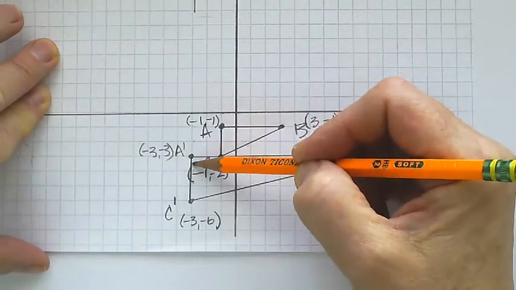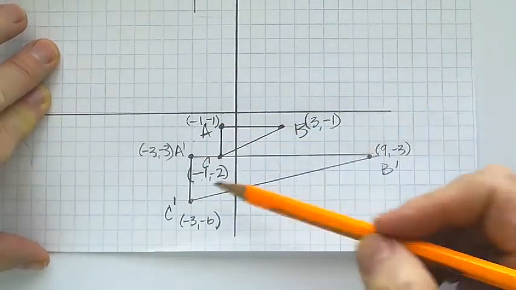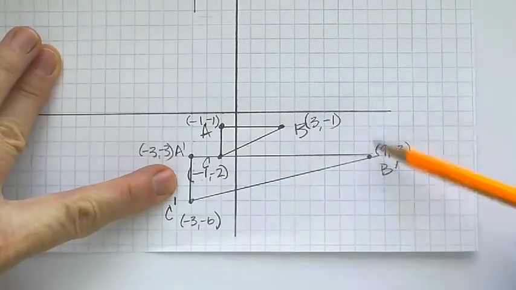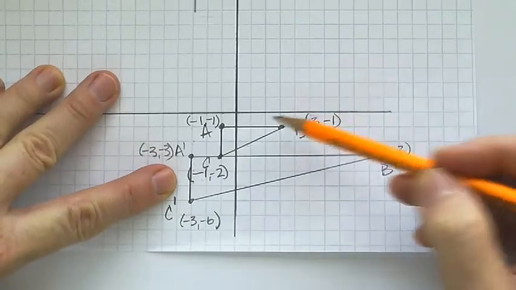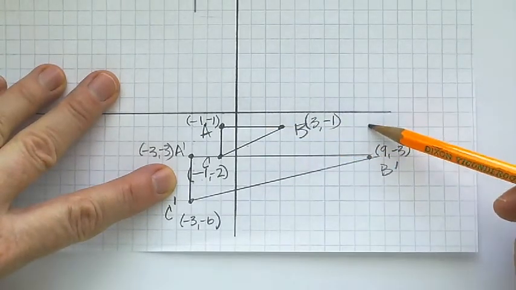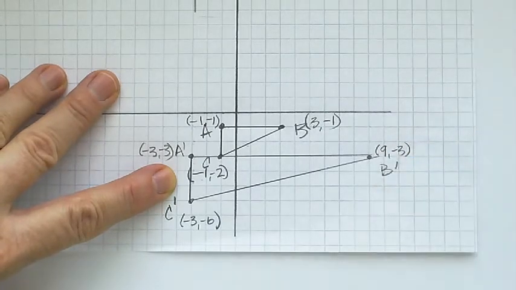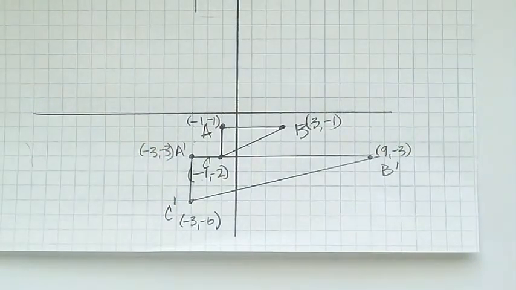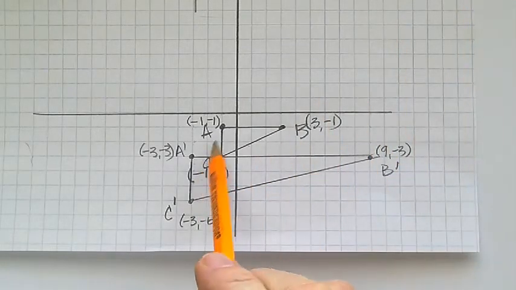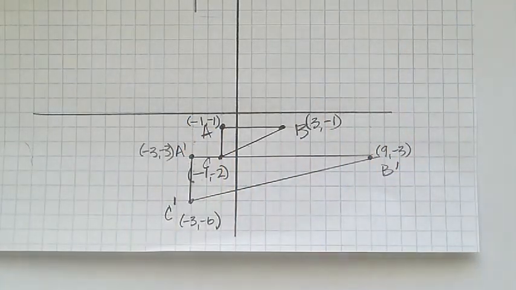1, 2, 3, 4, 5, 6. Yeah, 9, -3. Okay. Kind of looks funny. -3, -6, and then this one was -3, -3. Looks a little off, but I think it is right.